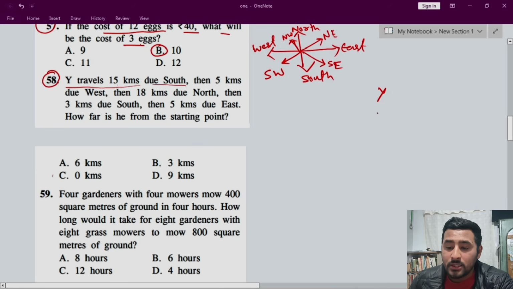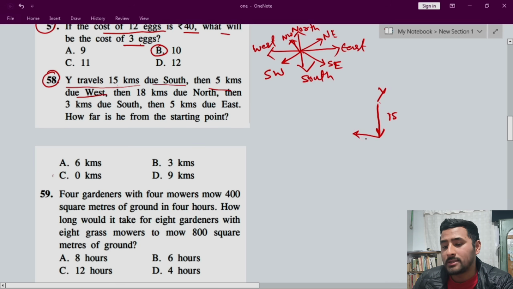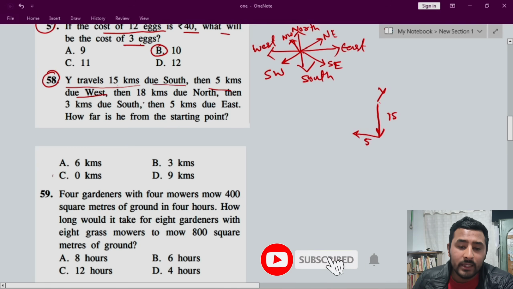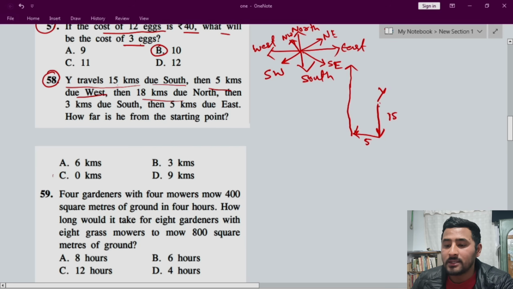If this is Y, it's going 15 kilometers towards the south. Like I said, go down. So this will be 15 kilometers. Next is then 5 kilometers due west. West is towards the left side. So 5 kilometers traveling towards west. Now again, then 18 kilometers due north. It is going 18 kilometers towards north. North is up, so you go up. See, this is 15. So 15 will be till here. Then you have to add 3 more.